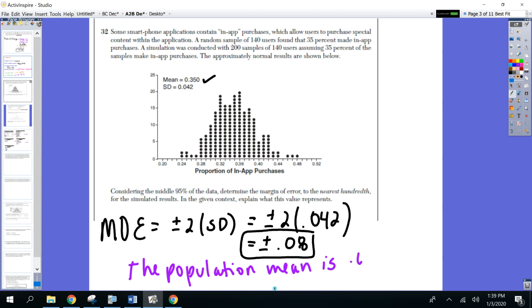is 0.08 above, because we have the minus, right? Or below, what's the sample mean? 0.350. Okay, that's what it's telling you. That's not the population mean, the 0.350. The population one is 0.08 above or below it.